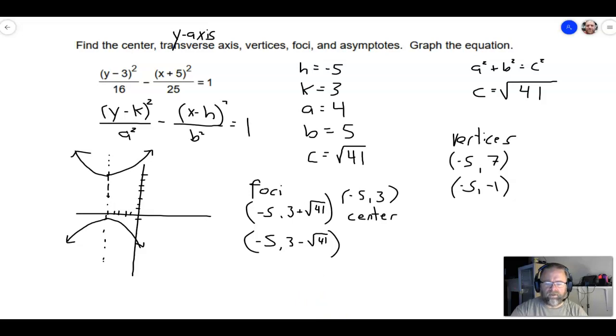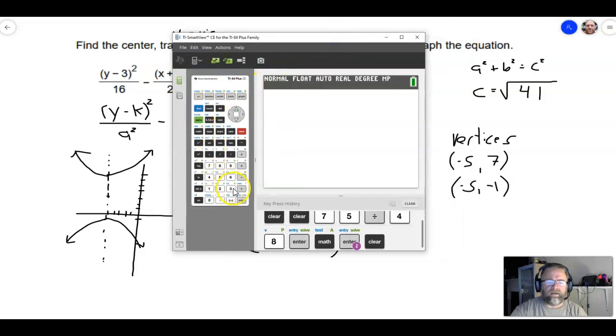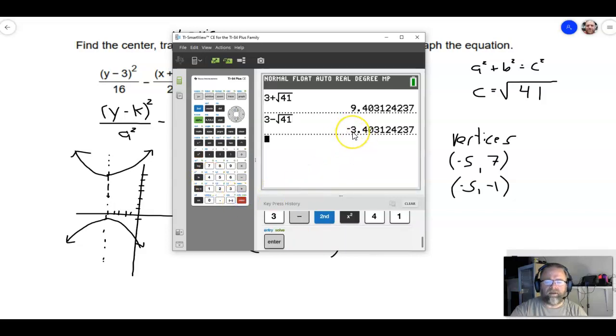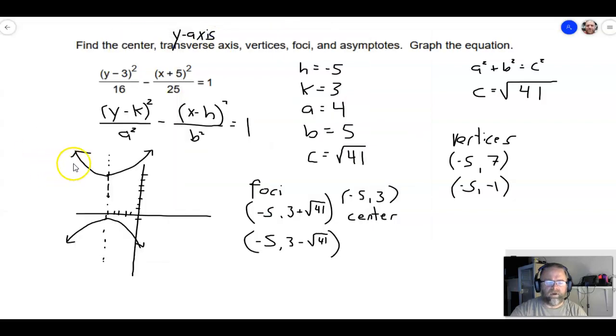Now, if I want to graph this correctly, I can take my calculator out and do 3 plus the square root of 41 to get an idea of where that is. And I can also do 3 minus the square root of 41. So that's going to be about -3.4 and 9.4. So we're already up to 7 here. So we have to go a couple more somewhere over here and then somewhere down like there. So that's where our foci are.